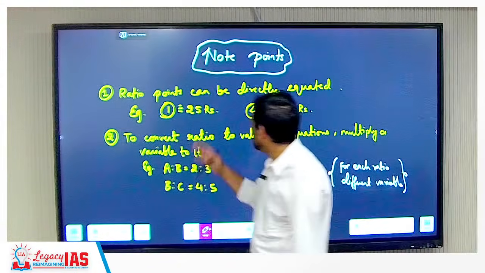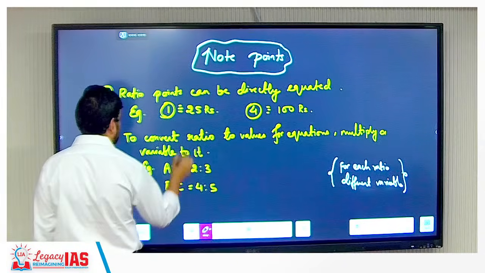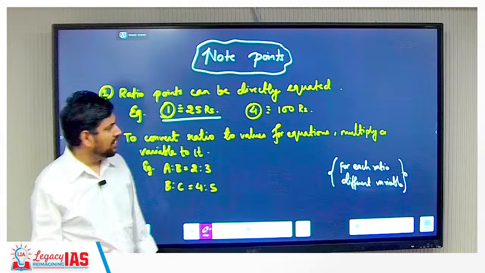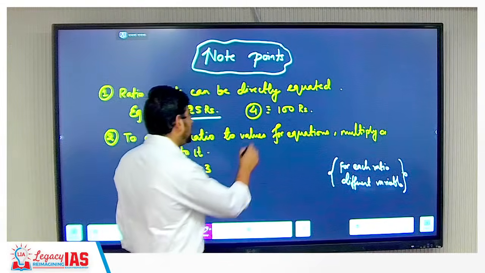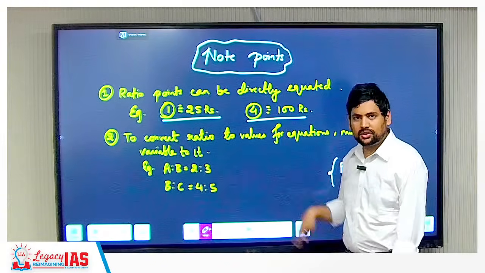See this. Ratio points can be directly equated. For example, if the value of one ratio point came out to be 25, then what is the value of 4 ratio points? It is 100. This we'll be using again and again to solve questions.